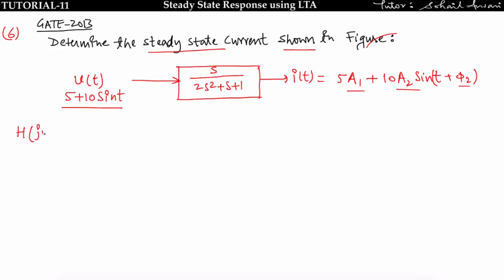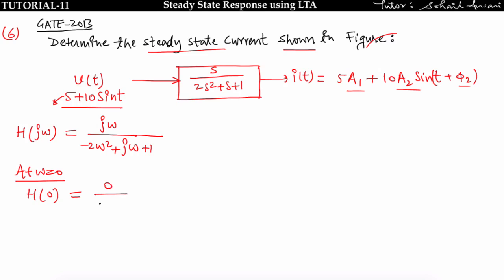So first find H(jω). H(jω) is equal to jω upon minus 2ω square plus jω plus 1. First find at ω is equal to 0, since DC has ω is equal to 0. What is the H(jω)? H(0) is equal to 0 upon 0 plus 0 plus 1, that is equal to 0. And since this is a DC signal, there will be no phase displacement, so this is equal to A1.